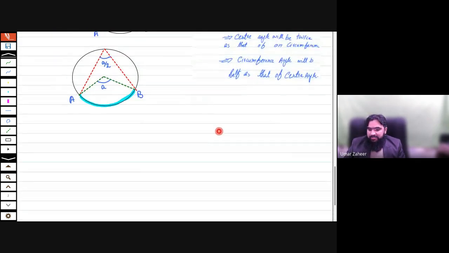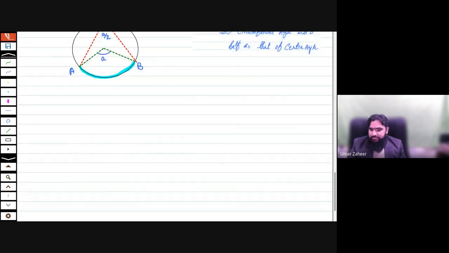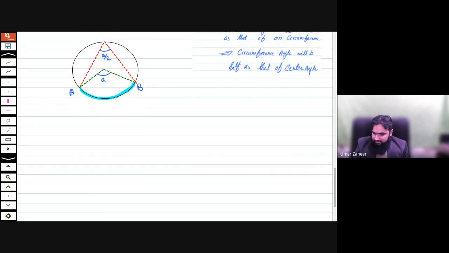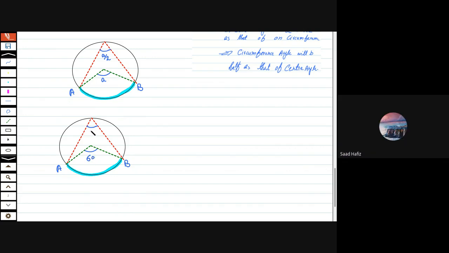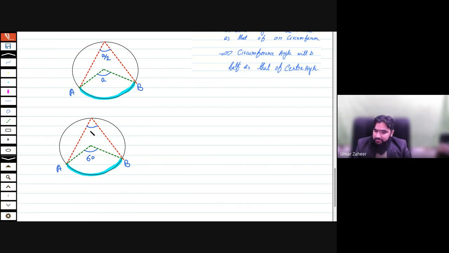All right, so we have to go for the next theorem. Okay, before we go for the next theorem, I have one question. Safa, can you please tell me, if this angle is going to be 60 degrees, what will be this angle? Should be half. Sorry, 30. That will be 30 degrees.